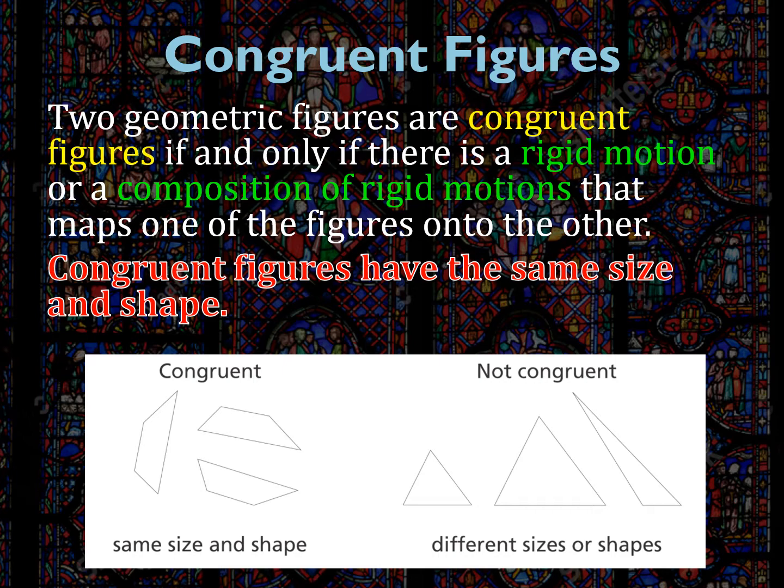In other words, with congruent figures, you could flip it, rotate it, spin it, move it, and at some point, the two shapes will overlap each other perfectly. If they're not congruent, no matter how you rotate or move them, the figures will not perfectly overlap.